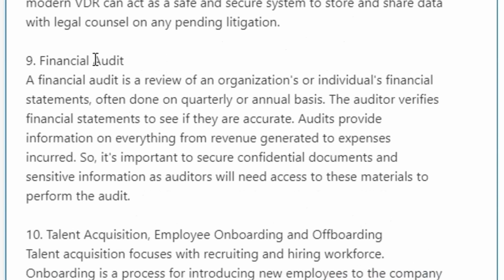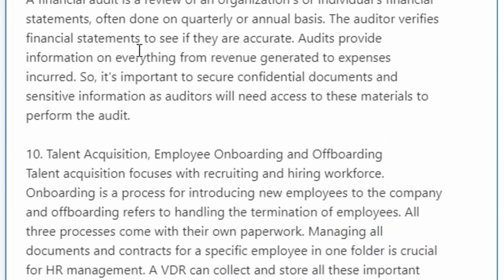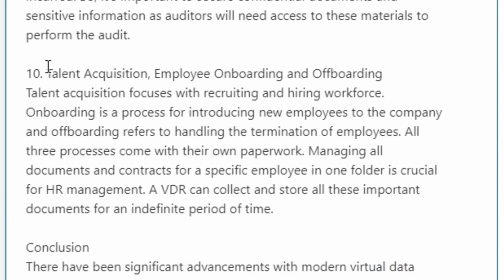9. Financial audit. A financial audit is a review of an organization's or individual's financial statements, often done on a quarterly or annual basis. The auditor verifies financial statements to see if they are accurate. Audits provide information on everything from revenue generated to expenses incurred. So, it's important to secure confidential documents and sensitive information, as auditors will need access to these materials to perform the audit.